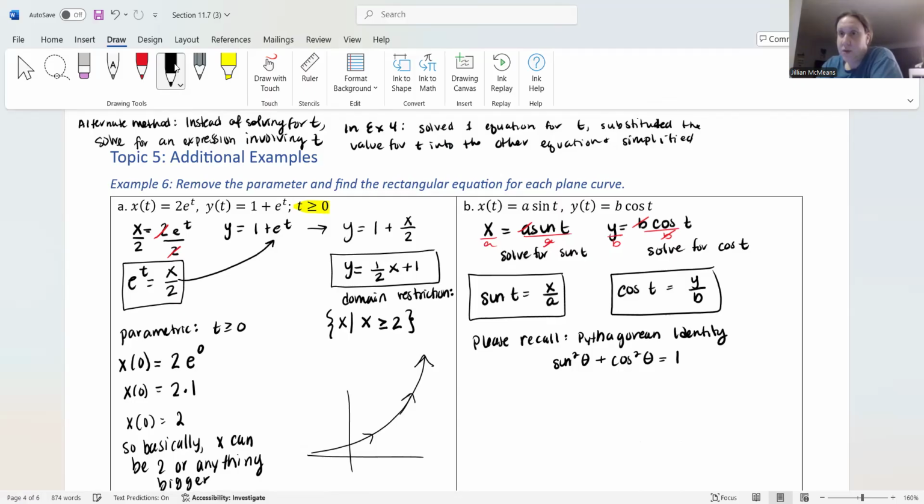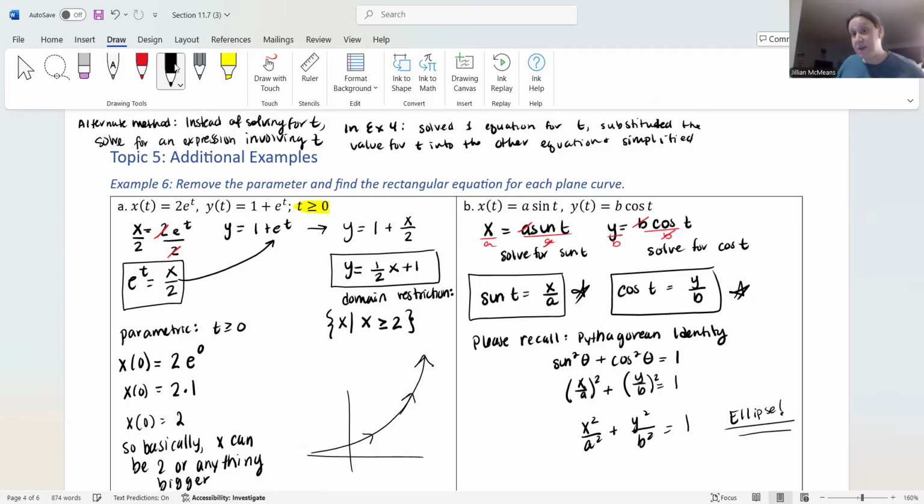Well, let's do it. Let's plug in values for sine and cosine. We conveniently have them up here. If we take the value for sine of t, which is x over a, and square it, and then take the value for cosine of t, which is y over b, and square that, it equals 1. So if we clean it up a smidgen, we get x squared over a squared plus y squared over b squared equals 1, which is an ellipse.